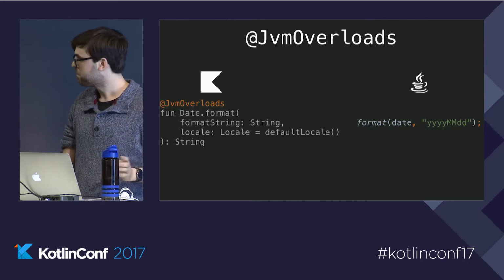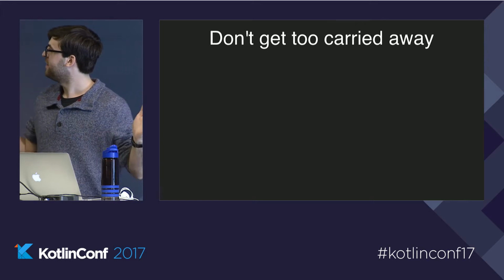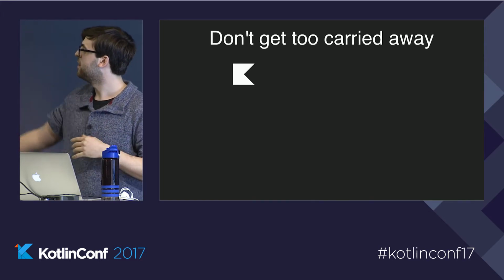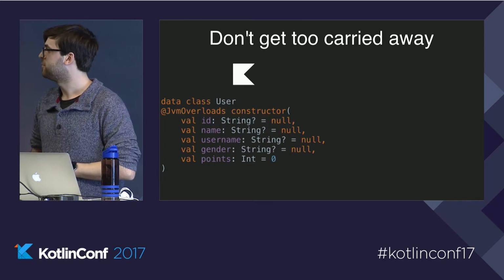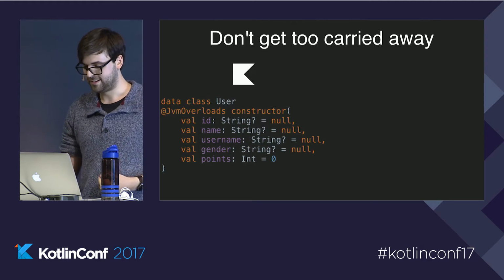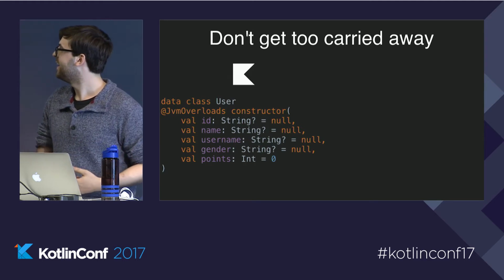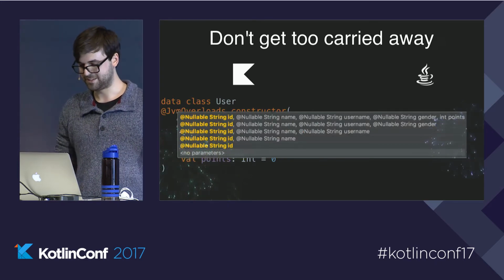This is nice, but I wouldn't get too carried away with this. Let's say you have this awesome Kotlin data class, and it has all these nullables. A user doesn't need to have a name specified. A user doesn't need to have their gender specified. So we have all these defaults, and it's great to call it in Kotlin. And then our Java consumer goes to call it, and they get this, and it looks terrible. And no one's happy with this. Please don't do this.